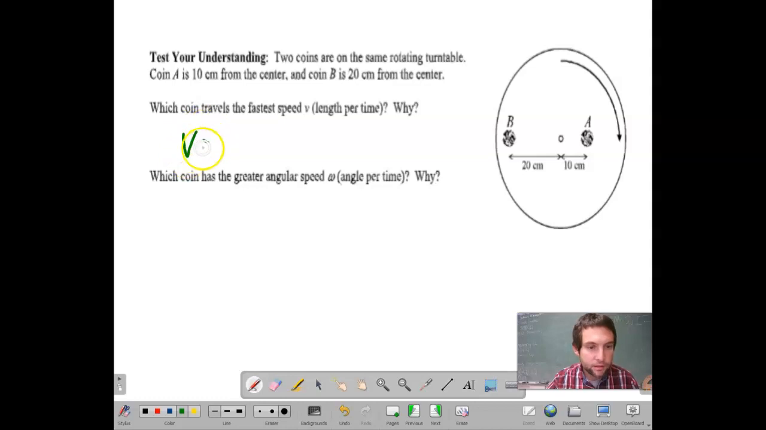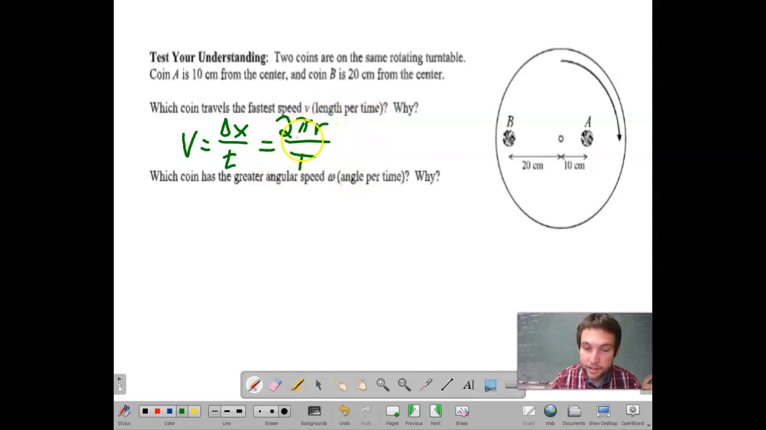V is your distance over time, right? Or your displacement over time, your linear displacement over time. If you go around exactly one time, then we call that the period. And your displacement on a circle, how far do you travel in one revolution? You travel the circumference, 2 pi r.